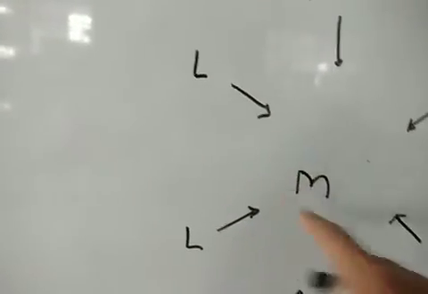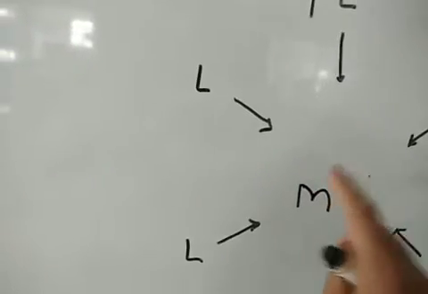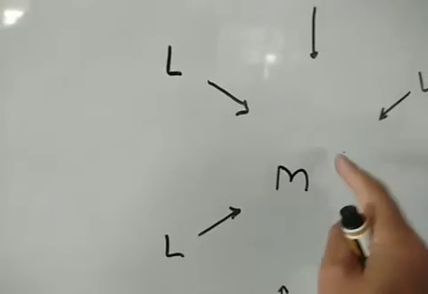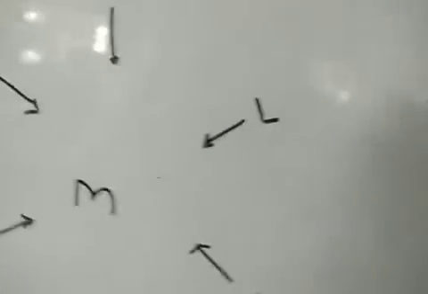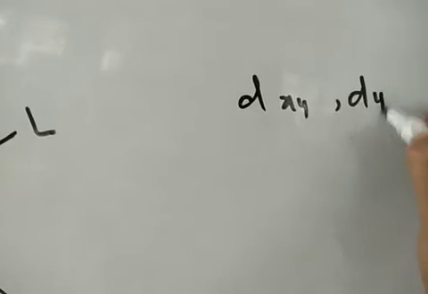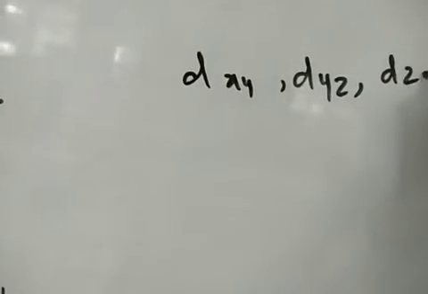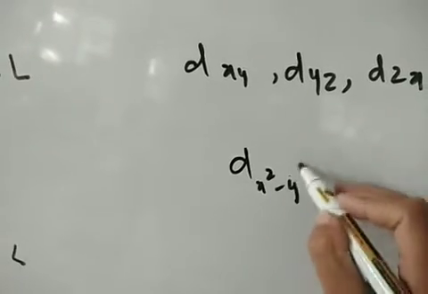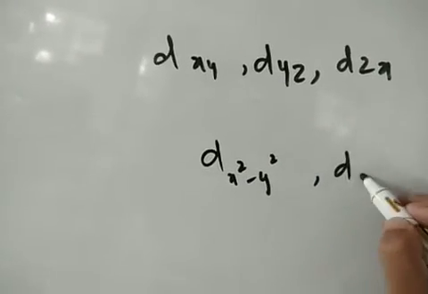और जो इस पे orbitals है central metal ion पे, we know there are the d orbitals, and those d orbitals are dxy, dyz, dzx, and then we have dx square minus y square, and we have dz square.